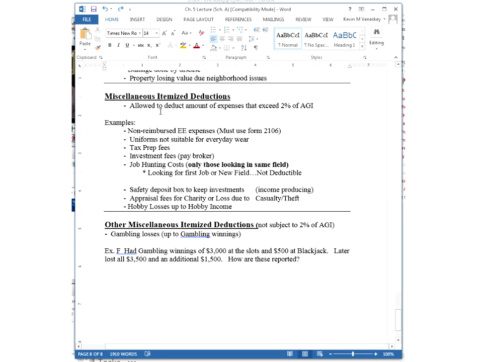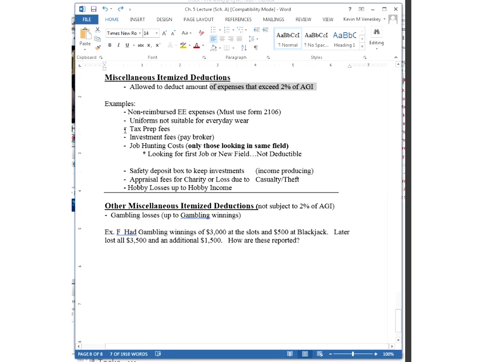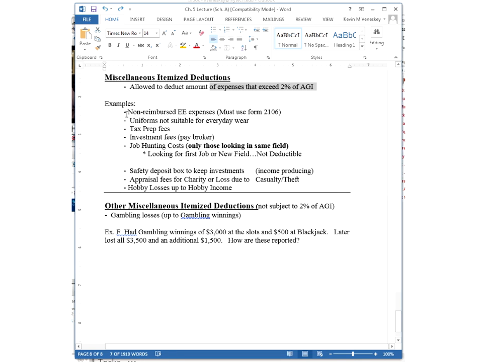Miscellaneous is the last section of Schedule A. First off, in this area, if the expenses don't exceed 2%, it's another hurdle you have to meet. If they don't meet 2% of your AGI, you can't claim anything. Some items that fall into this category: anything in your job that you weren't reimbursed for. Say you had to do some traveling for your job and you weren't reimbursed mileage. That could be an issue.